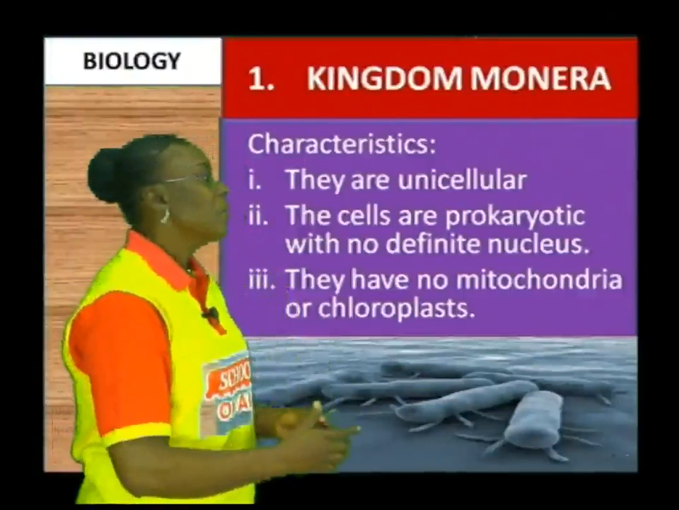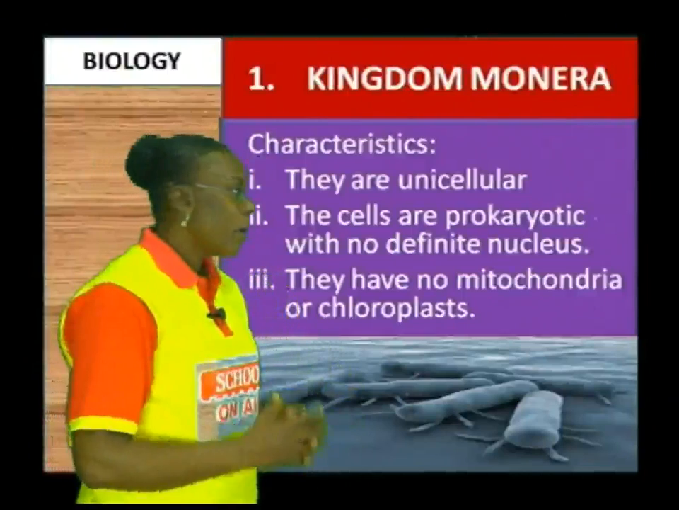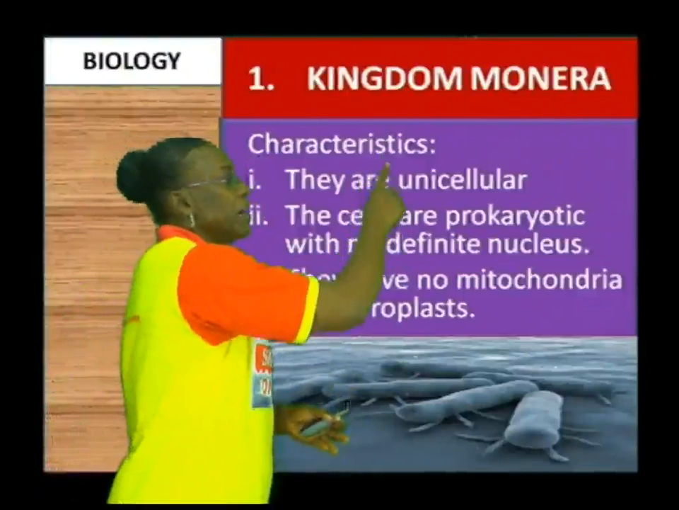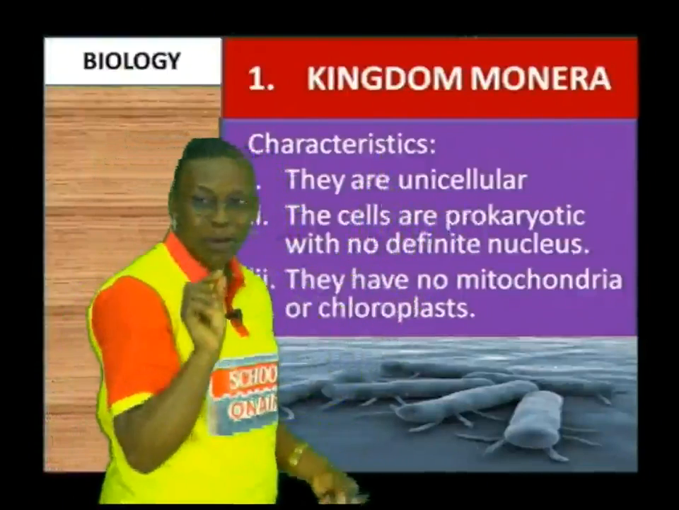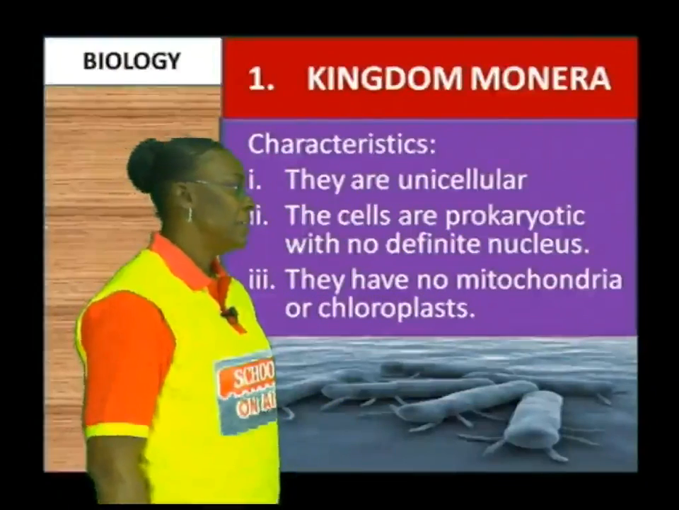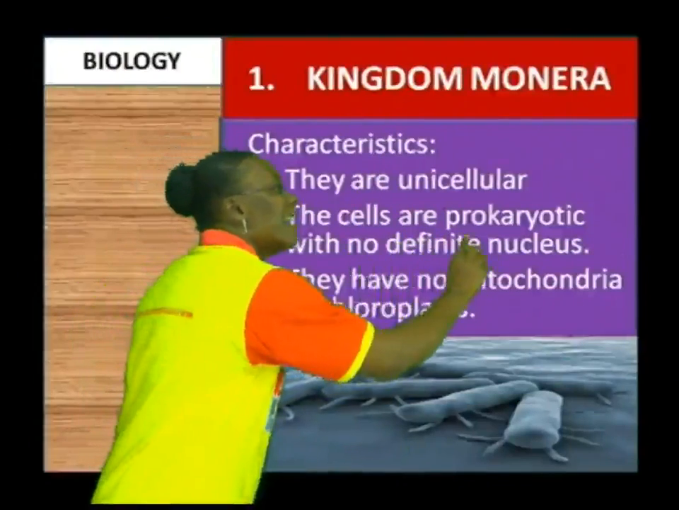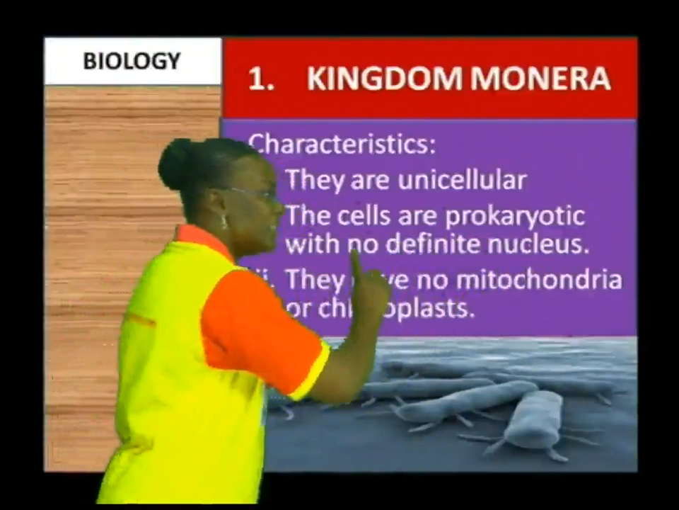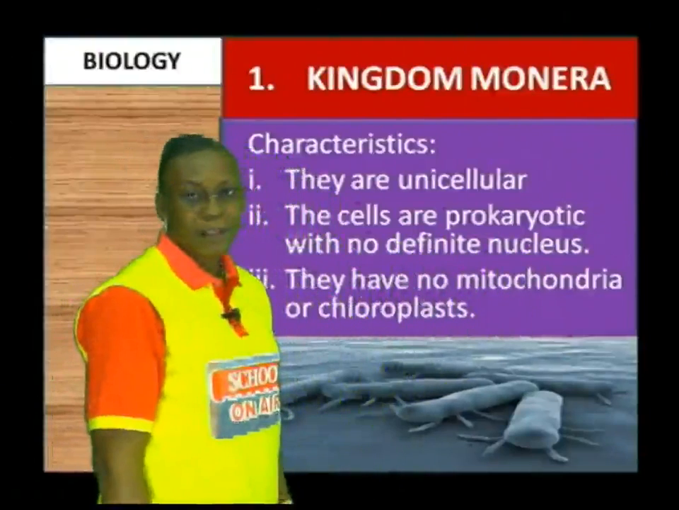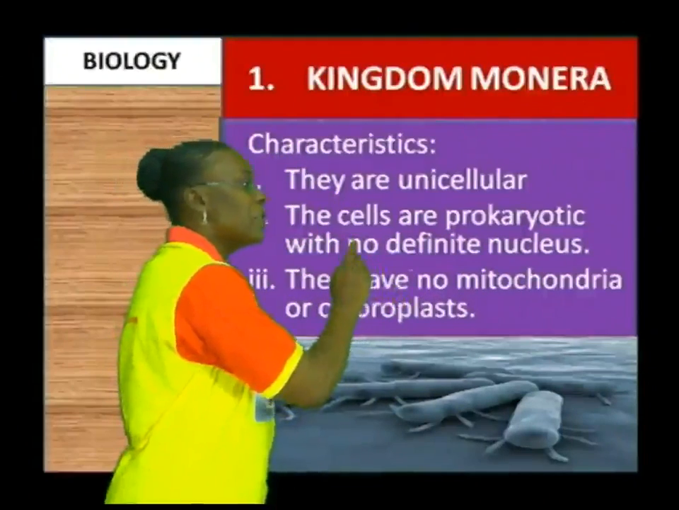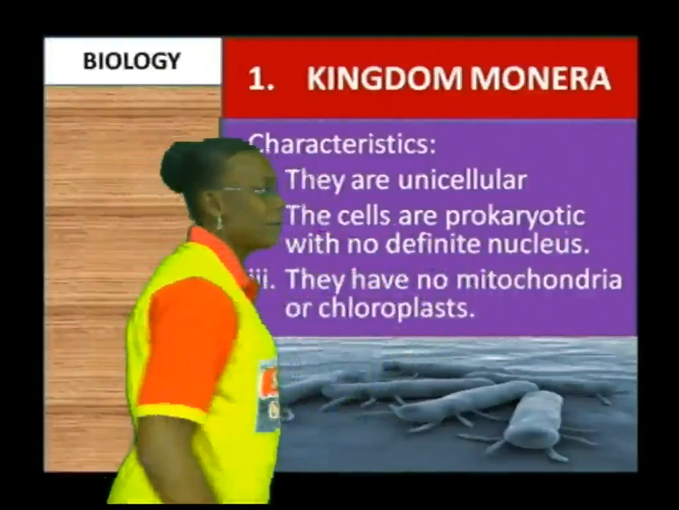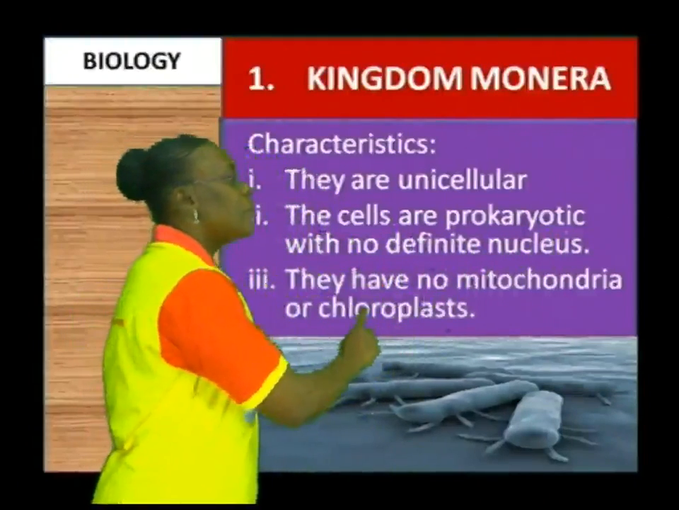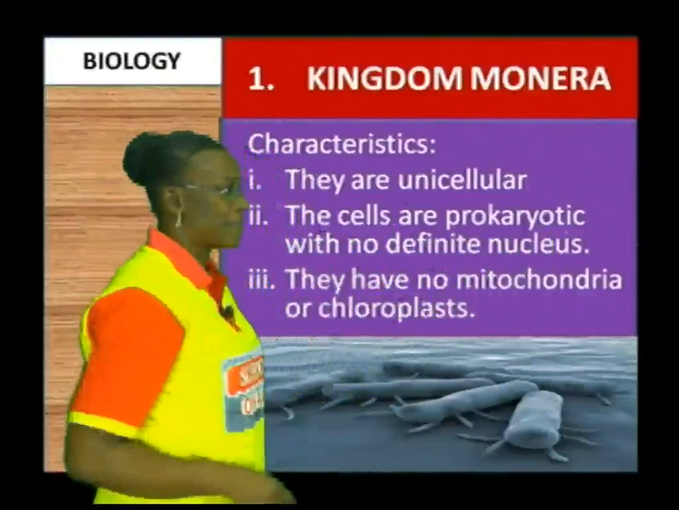So we start with the unicellular. All organisms under the group Monera are unicellular. They are made up of only one cell in their body. Then the cells are prokaryotic. What's the meaning of prokaryotic? They don't have a definite nucleus. So when you see a cell that does not have a definite nucleus, you say it is prokaryotic. Then they have no mitochondria or chloroplasts.